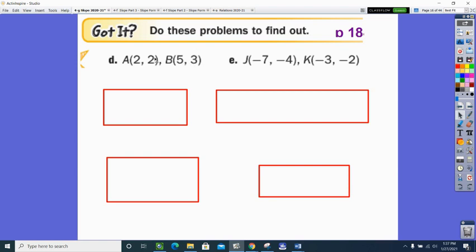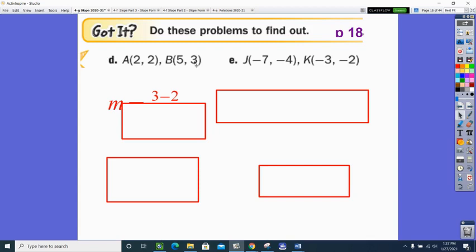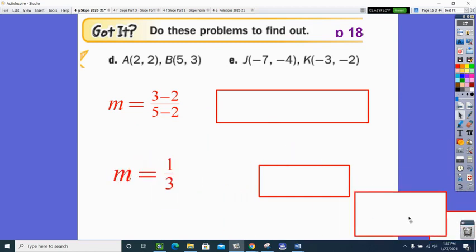If it helps to circle them, go ahead and do that. But when I went to subtract, I decided to take 3 minus 2 because that would keep the top at least positive. You could have taken 2 minus 3 and got a -1, okay? But 3 minus 2 is going to give me 1. Now I have to start with the 3's x-coordinate, so it would be 5 minus 2. And 3 minus 2 is 1, over 5 minus 2 is 3, and my slope is 1/3. But Mrs. Woodruff, what if I went the other way?